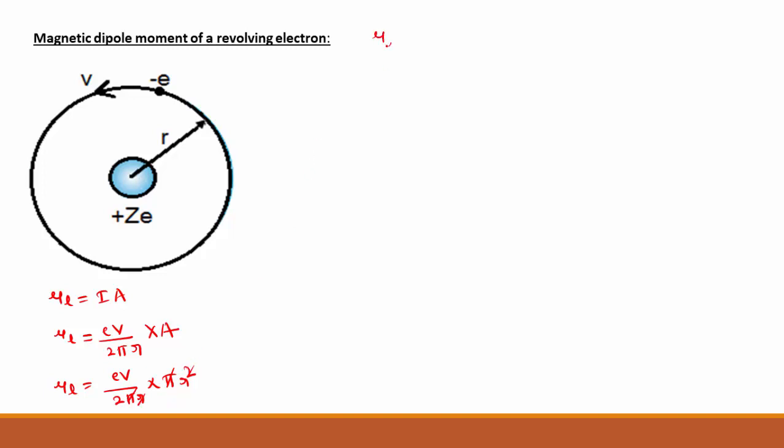Then mu l is equal to ev into r divided by 2. This is equation number 2. Now we want to calculate this value. Mu l is equal to evr divided by 2. Here, due to this electron, the magnetic moment is produced.